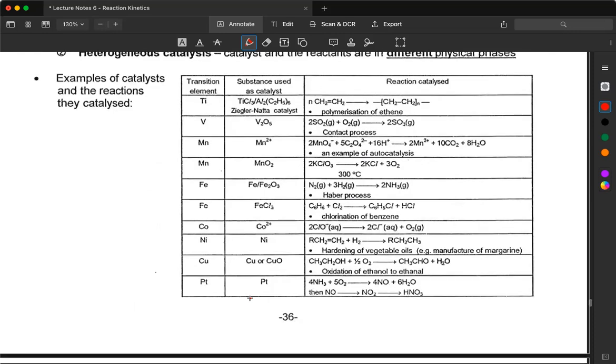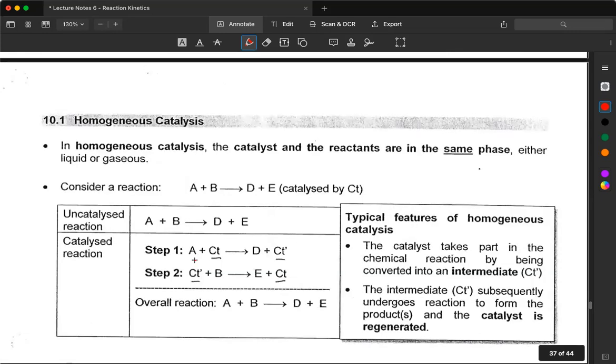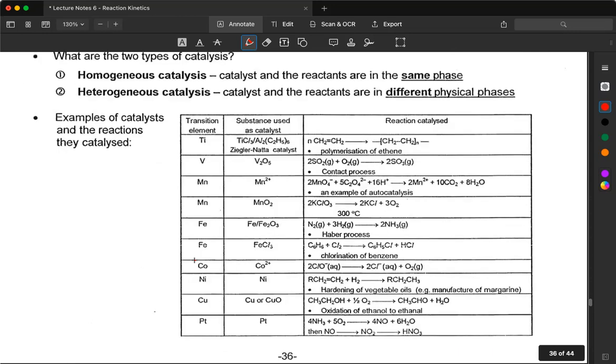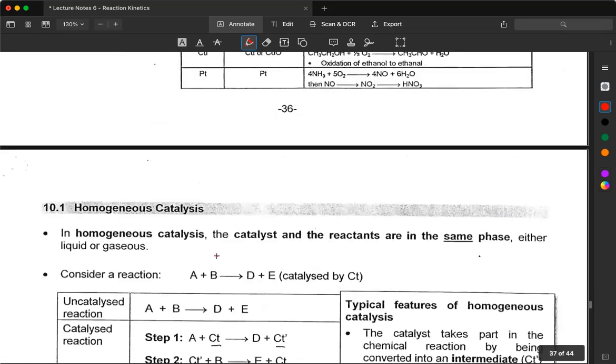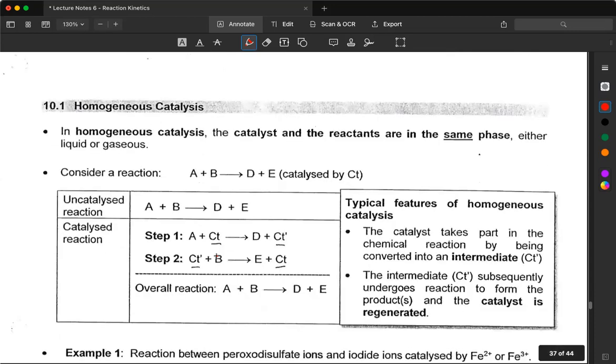You will need to know only some of them, not all. When we talk about organic reactions later, we talk about the Haber process. Also, I think you learned some of it in O level already. So for homogeneous catalyst, this is just an example to illustrate.